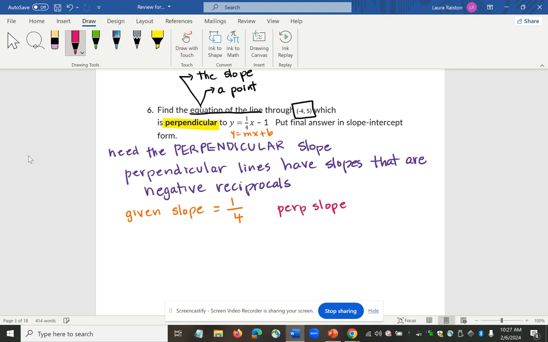Okay, and again, I've indicated it's negative reciprocal. The idea of reciprocal is flip it over. So it was originally 1/4, I flipped it over, becomes 4/1, and negative means to change the sign. If it had been originally negative, then I would have changed it to positive. That's the idea of a negative reciprocal: flip it over, change the sign. So this simplifies to -4.